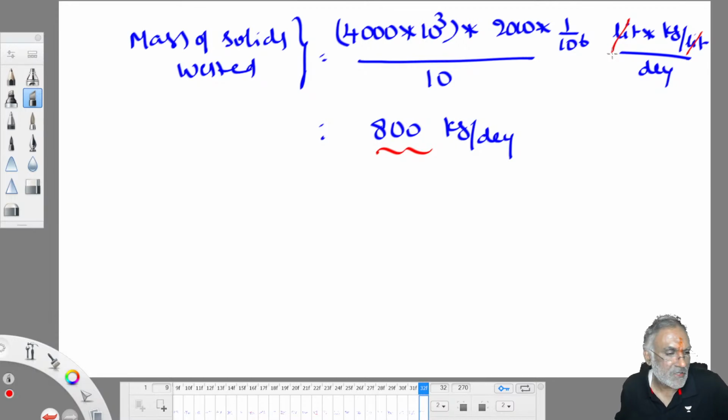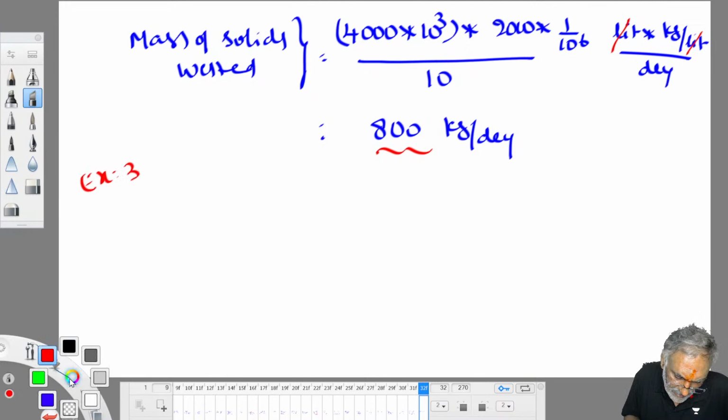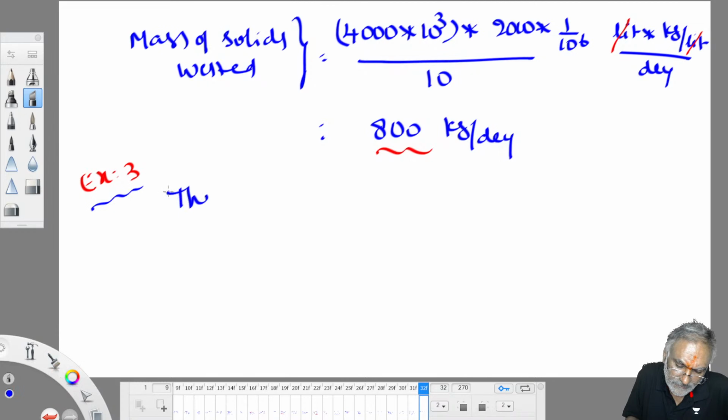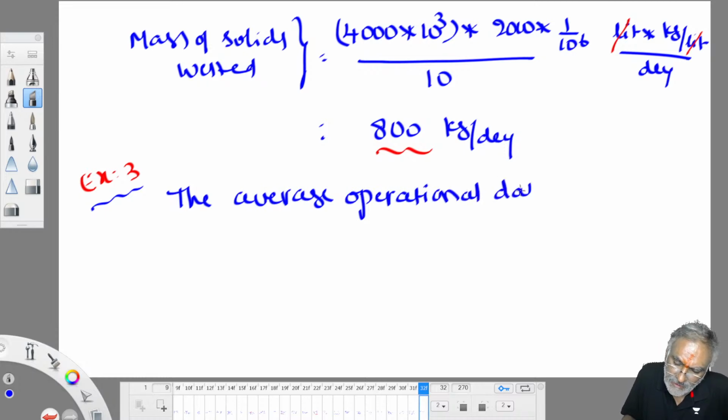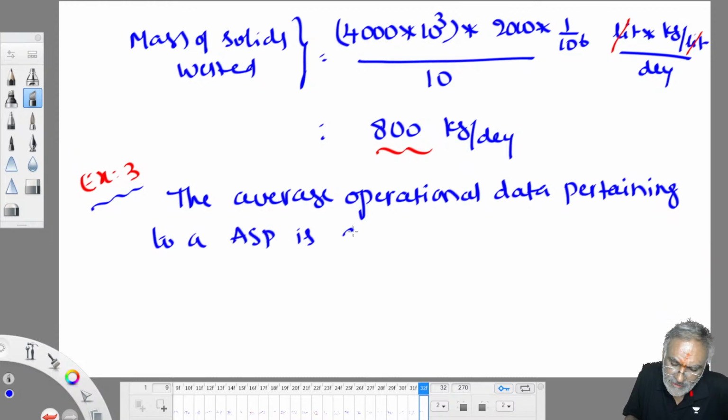Try one more question. Last question. With this, everything you can work out. This question is solved. You'll get full practice of activated sludge process. The average operational data pertaining to a activated sludge process is given below.